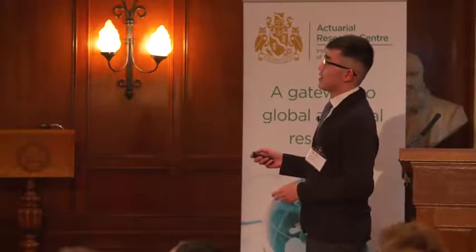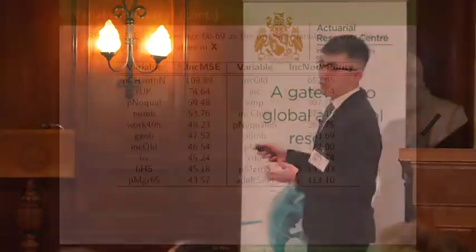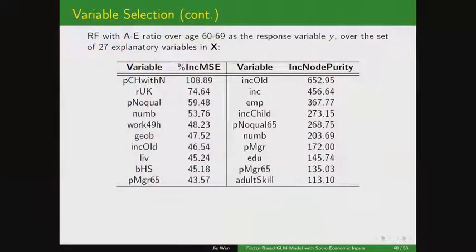And here is the random forest constructed with the A versus E ratio over age 60 to 69 as the Y variable, over the set of 27 X variables in total. The first table is the top 10 variables giving the first measure, and the second table is the top 10 variables giving the second measure.